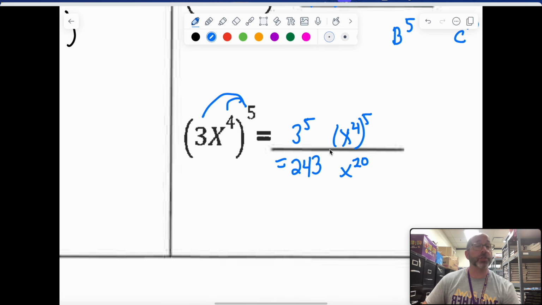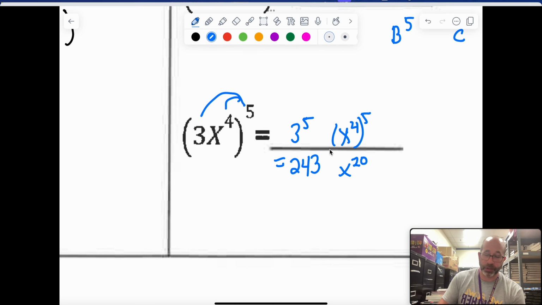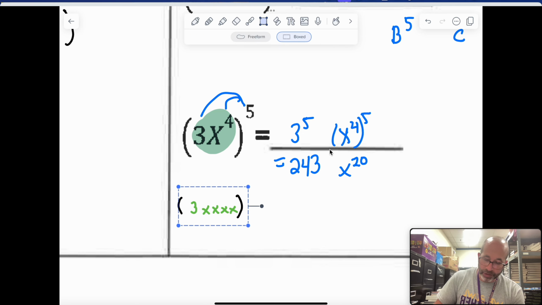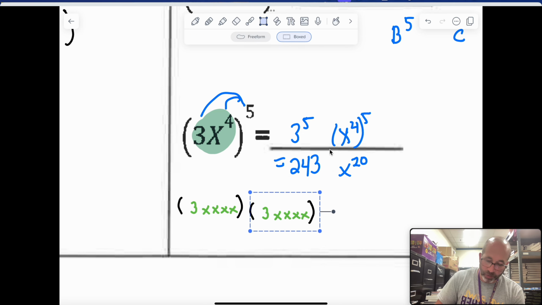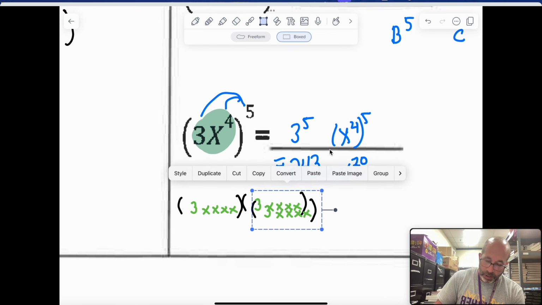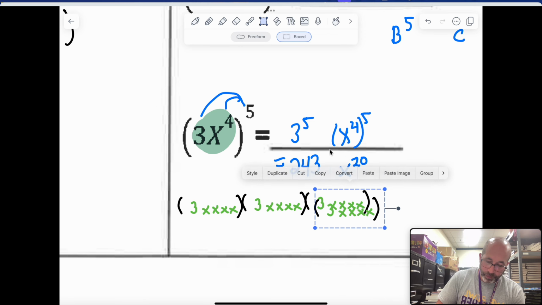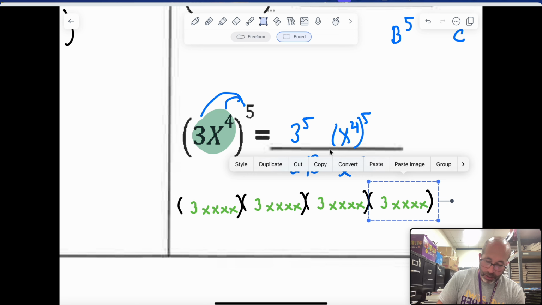Okay, now let's do this one out the long way so we can see what this really is. Just for this inside portion, that 3x to the 4th, here's what it actually means. We have 3x, x, x, x. There's one of them. All right, you ready? We're going to make it so there's 5 of them. So duplicate, there's 1, there's 2, there's 3, there's 4, and then there's 5.